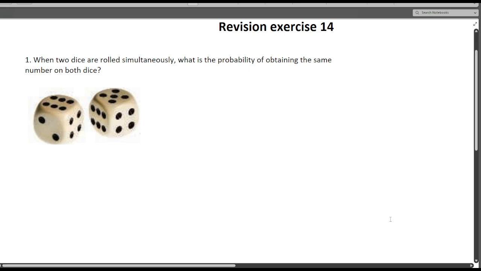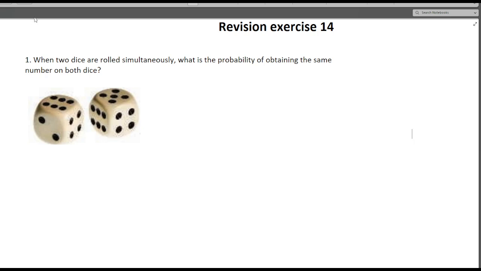Hello everyone. Now we are doing revision exercise 14. This is related with probability, and before you start this revision exercise, make sure that you are comfortable with all the concepts related with probability for IGCSE. Now here is our first question.